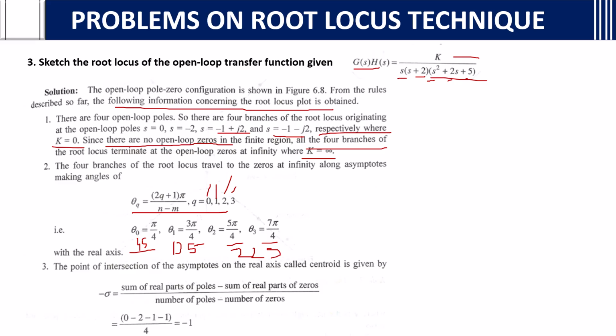225 degree. Okay. Then 7 pi by 4. 7 into 180 by 4. You will get 315 degree. 315 degree. So like this you will find.